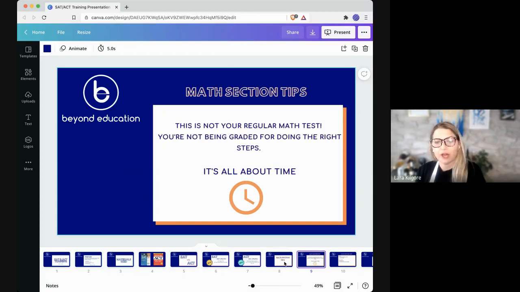I don't know about you guys, but when I was taught to take a math test, I had to show all of my steps. They had to be in perfect order. I had to show all of my work. And if the teacher was really nice, I would get partial credit, even if I didn't get the final answer right. SAT and ACT math is not like that at all. You want to get to the answer as fast as you possibly can.